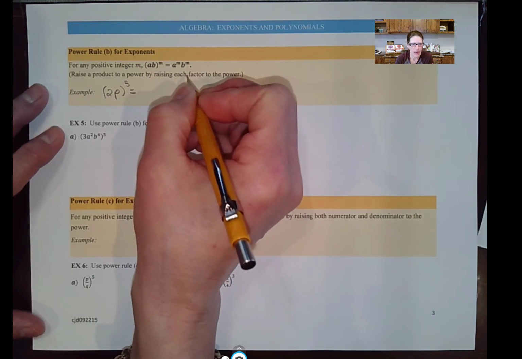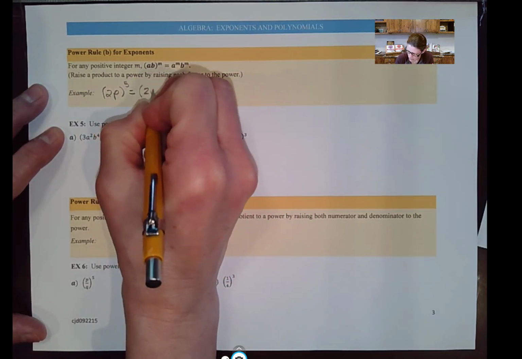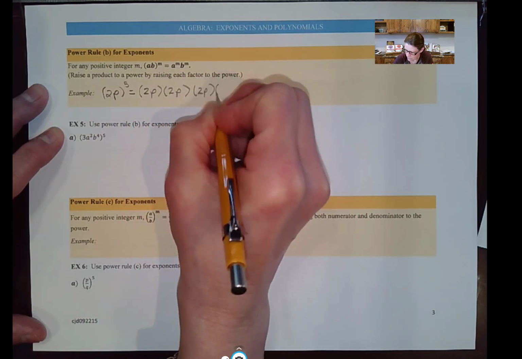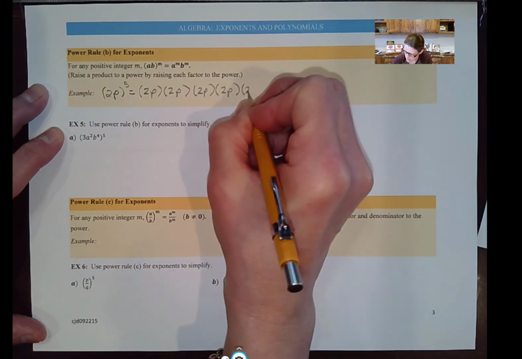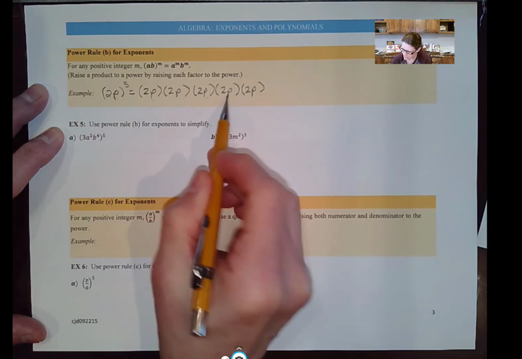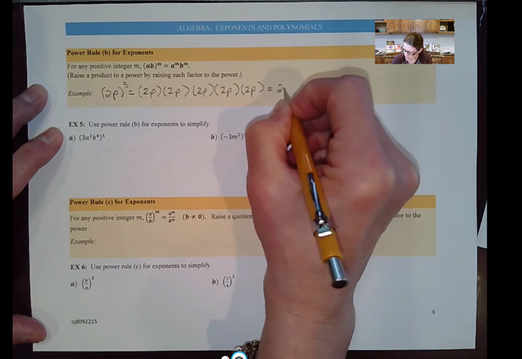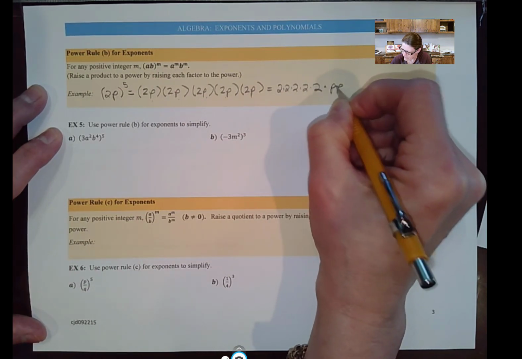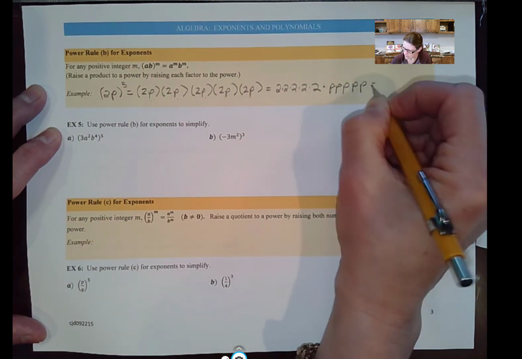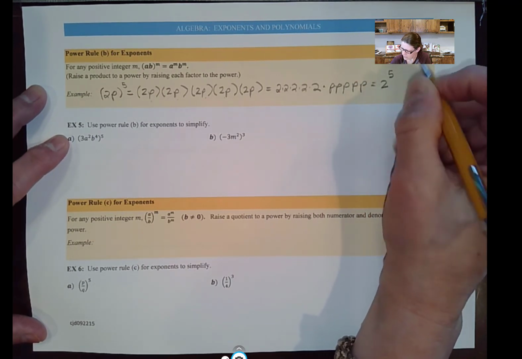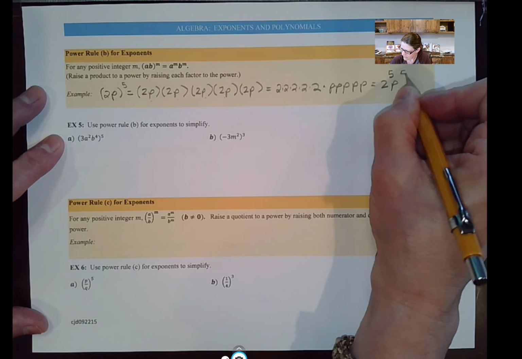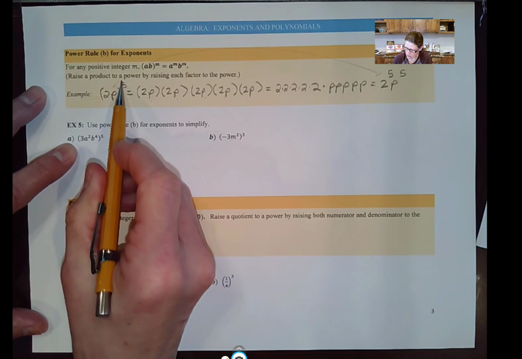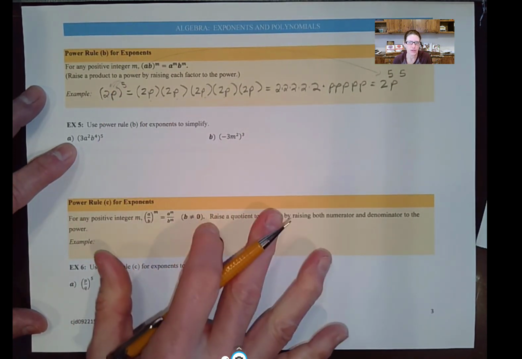Well, disregarding this power rule B, we could still handle this. It's 2p times itself 5 times. We've got 5 of those in there. Then we can rearrange terms, can't we? Or factors, I should say. We can bring those 2's to the front and leave the p's at the back. In other words, we've got the 2 as a factor 5 times and p as a factor 5 times, don't we? And that's essentially what this power rule indicates. We can just apply that exponent to both of those factors.